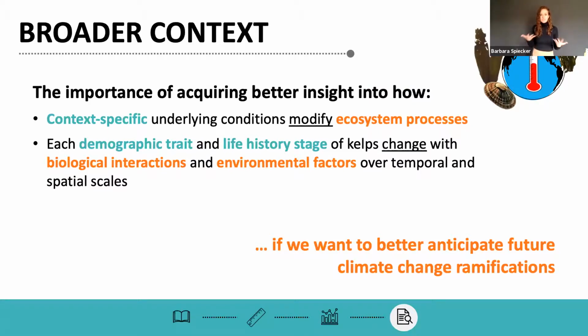With the uncertainty that is associated with El Nino and climate change in the future, and the biological implications, the findings from this study reiterate the importance of acquiring better insight into one, how context-specific underlying conditions modify ecosystem processes, and two, understanding how each demographic trait and life history stage of kelps change with biological interactions and environmental factors over both temporal and spatial scales. Understanding these nuanced dynamics can help us anticipate future climate change ramifications and teach us how we can better prepare for them.